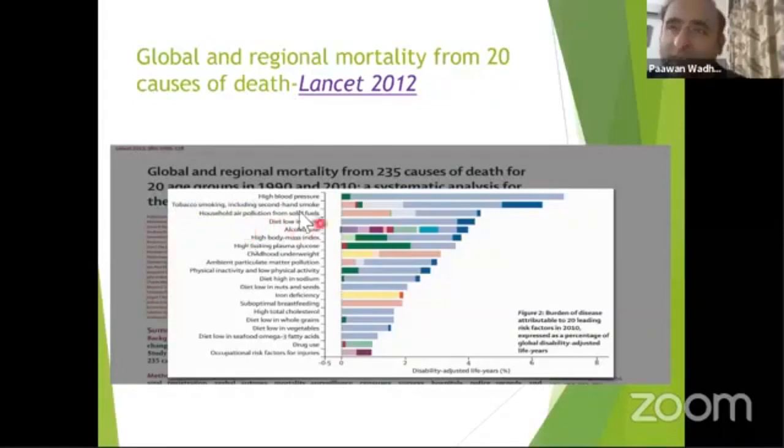But can you imagine here? Diet low in fruits is the 4th leading cause of death in the world. We are eating less fruits. And high fasting blood sugar is the 7th most common cause of death in the world, which is diabetes. This is from the Lancet, right?